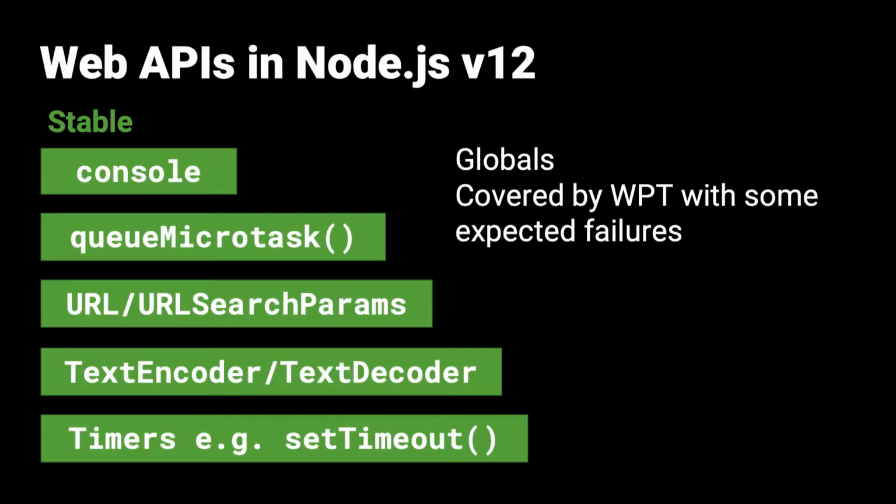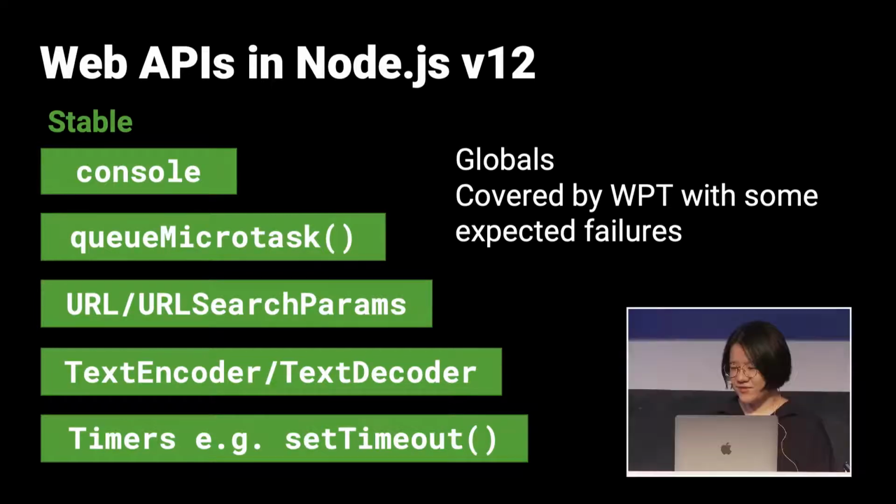Those are listed on the left here. And these are available as globals, so you don't have to require a built-in to get hold of them. These are also covered by the web platform tests in Node core. There may be some additional extensions in these APIs and some minor unspecified behavior differences, but at least those are fairly limited, and we are aware of them.